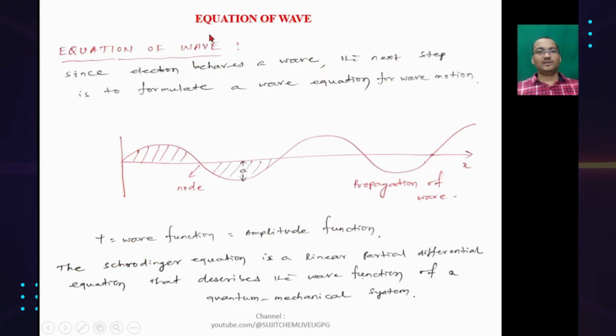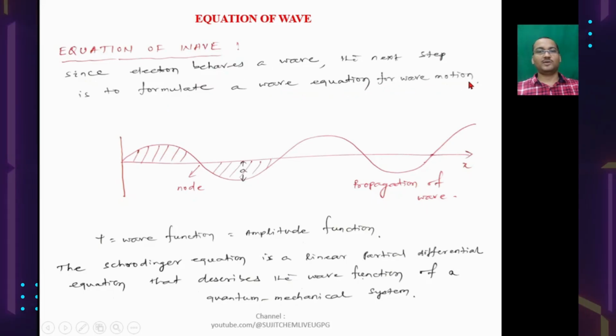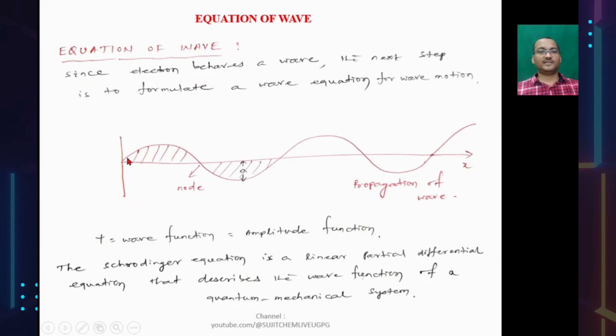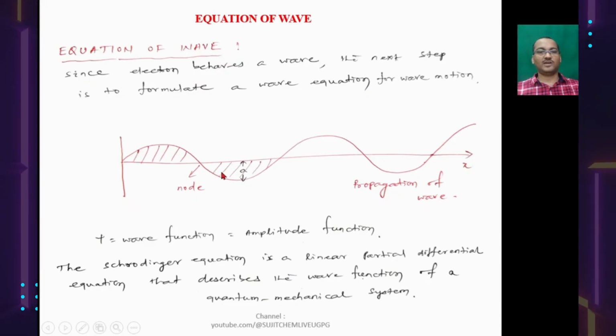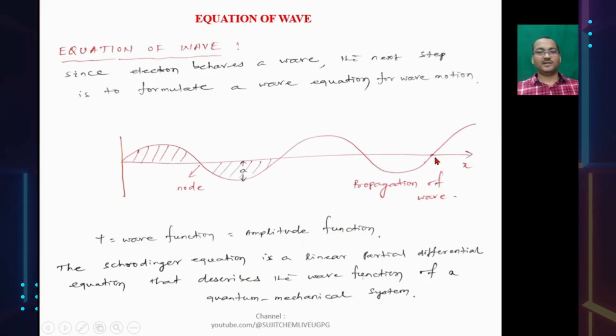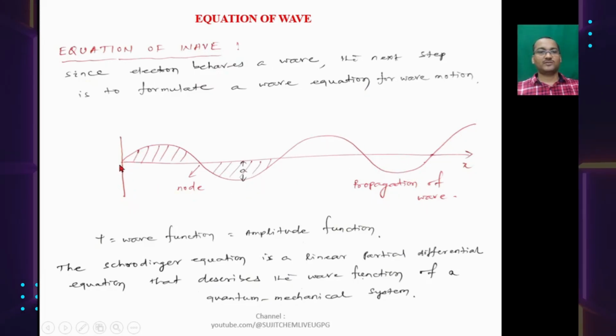In order to express the wave mathematically, the equation of a wave is described. Since the electron behaves like a wave, the next step is to formulate a wave equation for the wave motion. You can see in this picture the way a wave travels. If you have seen the sea beach, you can imagine the movement of a wave. At this point you have a node, this is called amplitude, and this is the direction of propagation of the wave.